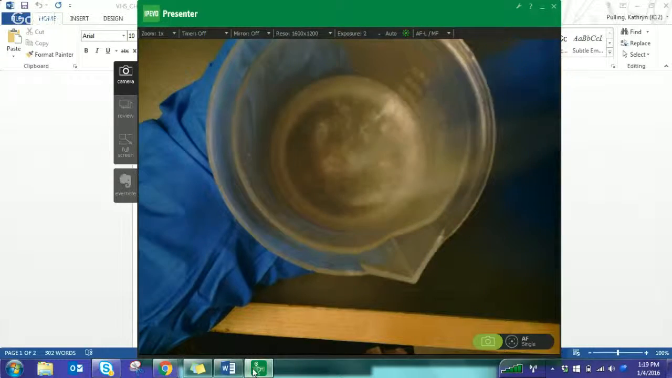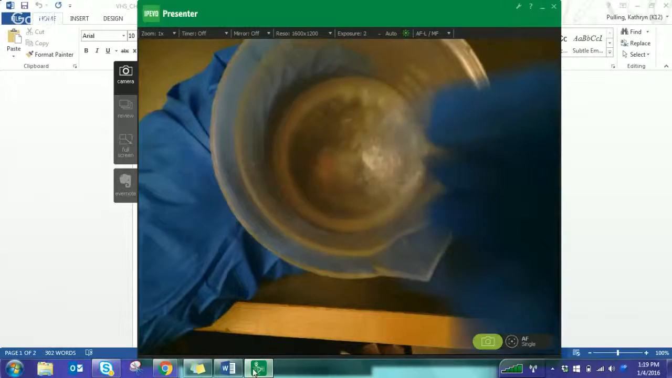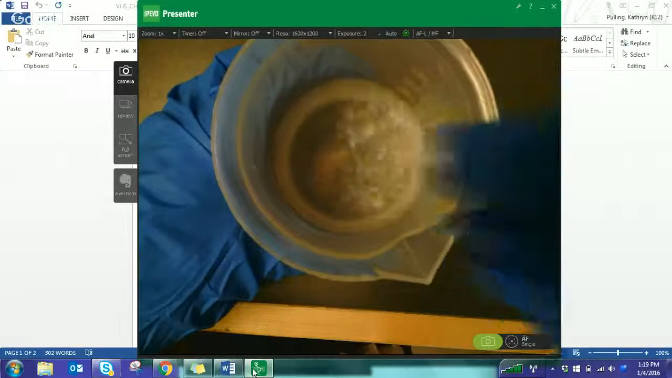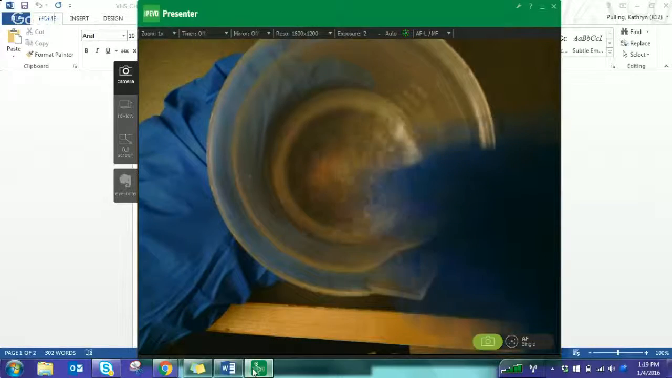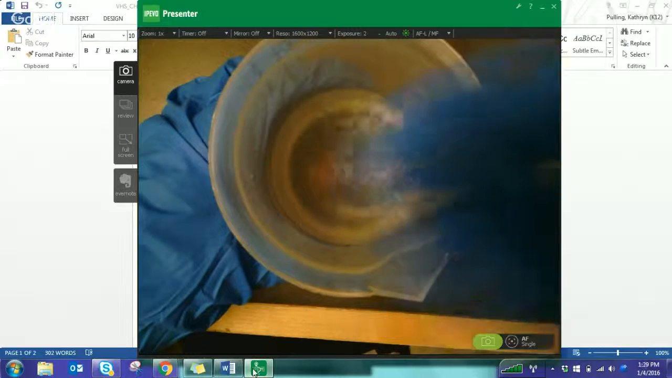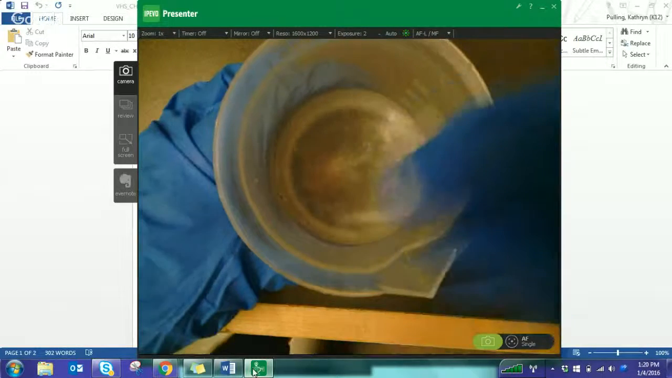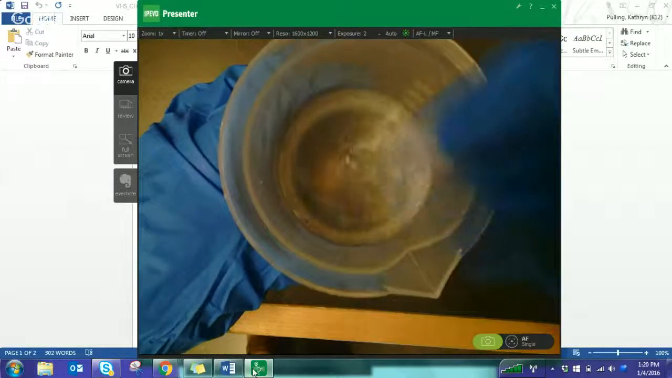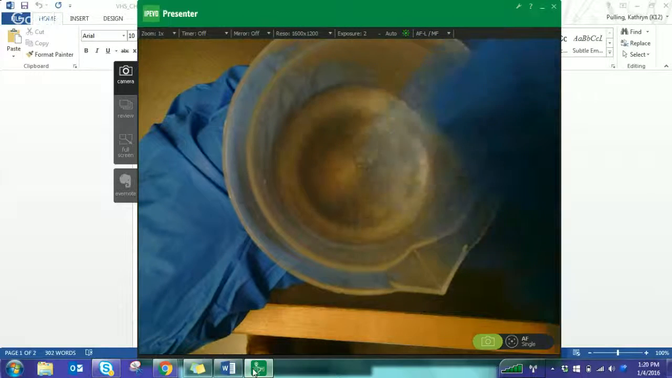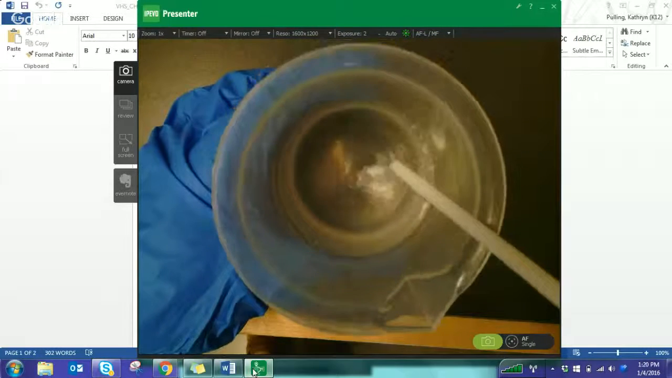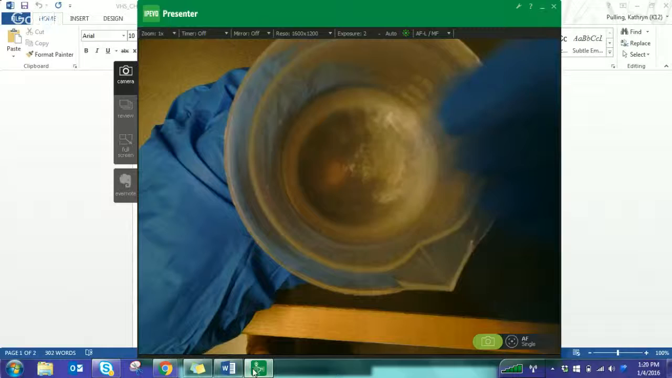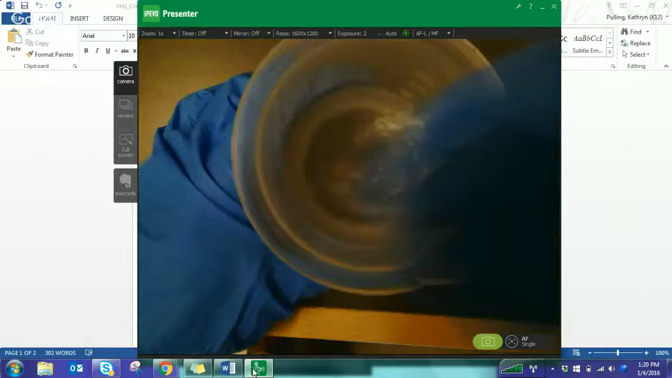I didn't do this intentionally, but I did kind of use warmish water out of the faucet, which is going to help with dissolving. It's going. There's still some down there, though. Almost done.